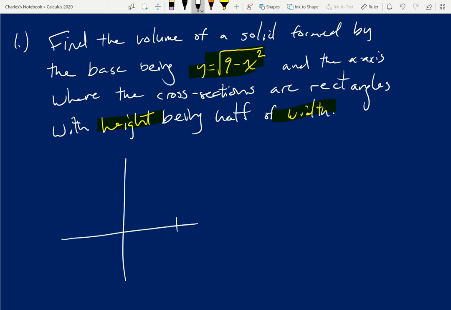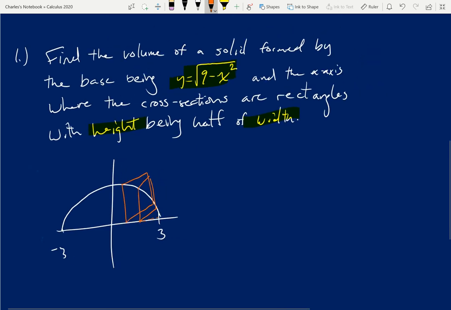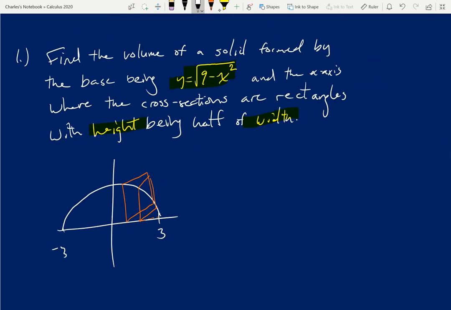So we know that our picture is going to go like this. It's going to be a half circle. And for each one of these places, we're going to get a rectangle. And the rectangle's height is half of what its width is. So maybe I want to draw it kind of like that. Okay, its height is half of what its width is. This one's a little bit bigger, so it's going to be a little bit longer. And you can picture you have these rectangles coming up out of this semicircle, and what's the volume going to be? Okay, well, the volume is going to be the sum of all those cross sections.